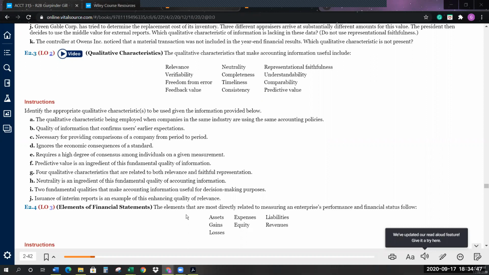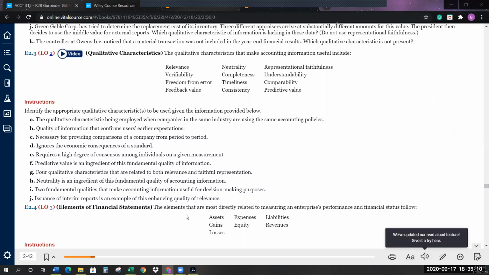Consistency. Verifiability, yes. Okay, so what they're saying is, let's say the company says, "I've got $50,000 of cash in my bank at the end of the year." That's the number they have reported on their financial statements.